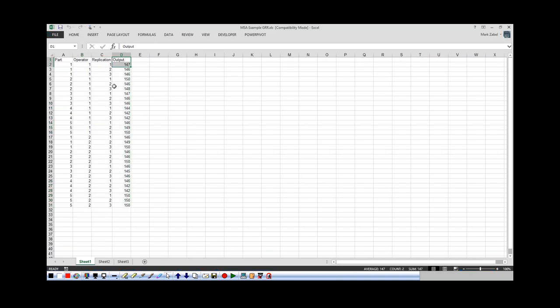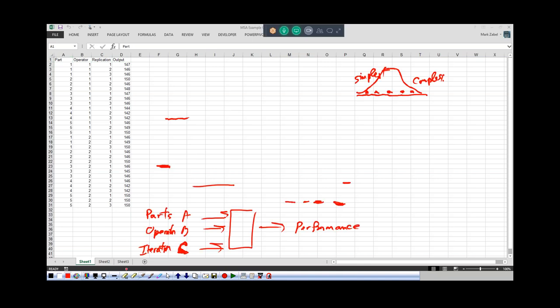And so we've got an output. That's our response. We've got the part, and we've got the operator. If we just focus on part and operator, I've got one num, two cat, right? I've got one num, that's my output, and I've got two cat. I've got part, and I've got operator.